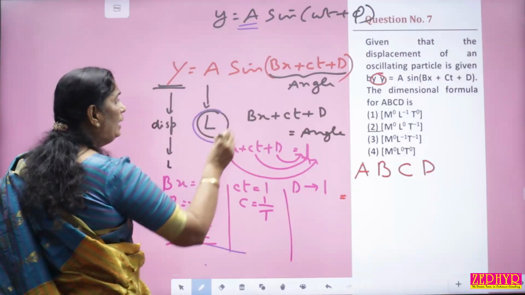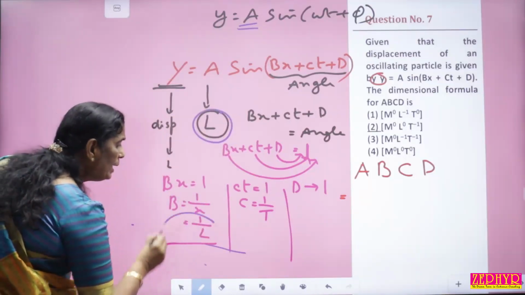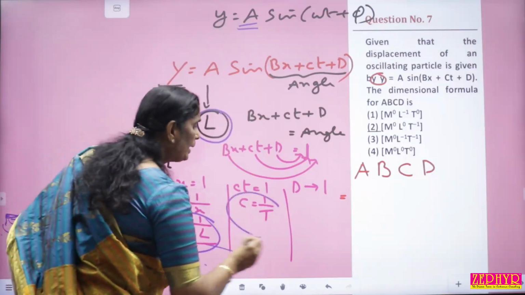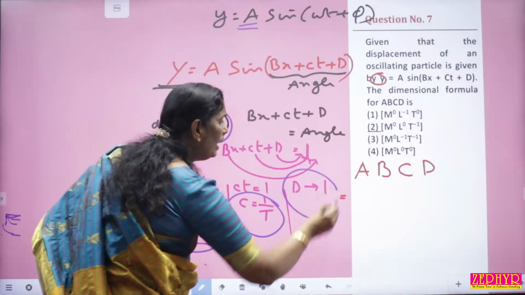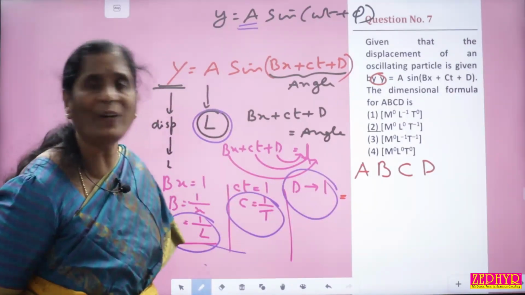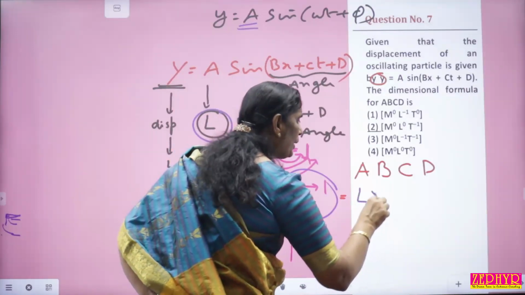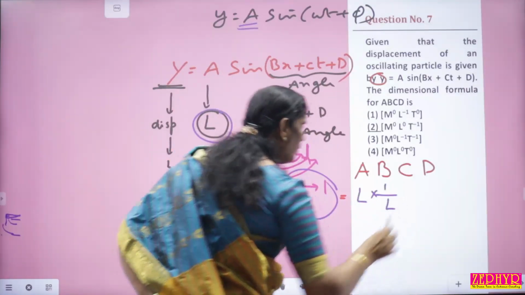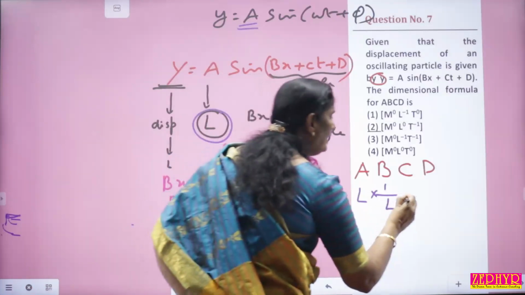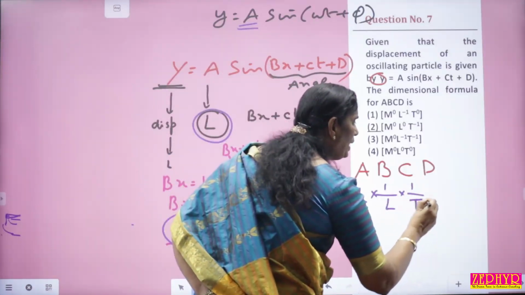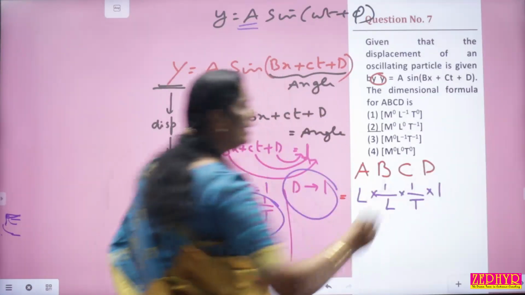നേരത്തെ നമ്മൾ കിട്ടിയിട്ടുണ്ട്. A ന് പറയുന്നത് L, B ന് പറയുന്നത് 1 by L, C ന് പറയുന്നത് 1 by T, D ന് പറയുന്നത് 1. എല്ലാം സൂപ്പറായിട്ട് നമ്മൾ കിട്ടി. ഓക്കെ, ഇനി നമുക്ക് ഇവിടെ സബ്സ്റ്റിറ്റ്യൂട്ട് ചെയ്യാം. ഫോർ A ഹൗ മച്ച് M L ഇട്ടിട്ടുണ്ട്. ഫോർ B ഹൗ മച്ച് 1 by L ഇട്ടിട്ടുണ്ട്. ഫോർ C ഹൗ മച്ച് 1 by T ഇട്ടിട്ടുണ്ട്. ഫോർ D ഹൗ മച്ച് 1 ഇട്ടിട്ടുണ്ട്.